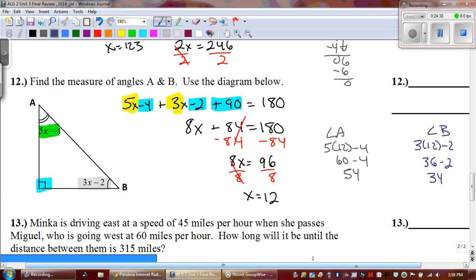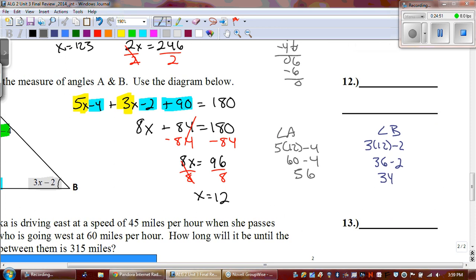Oh, I'm sorry. I was looking at both of those. Guys, did you yell at me? Were you yelling at me in there? 60 minus 4 is 56. Wake up, Mr. Grice. All right, so angle A equals 56, and we're talking about degrees, and angle B equals 34 degrees.